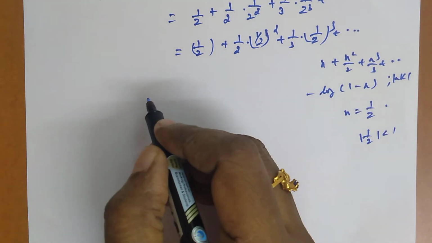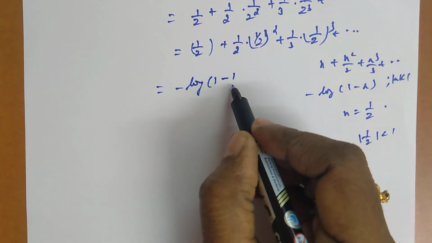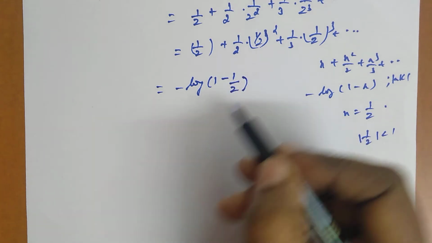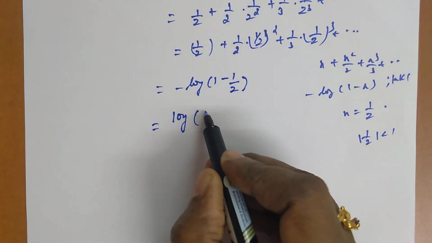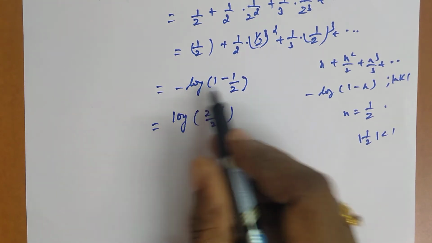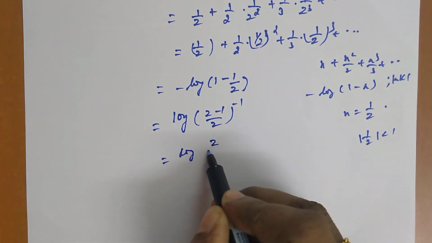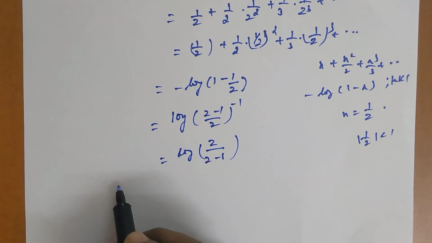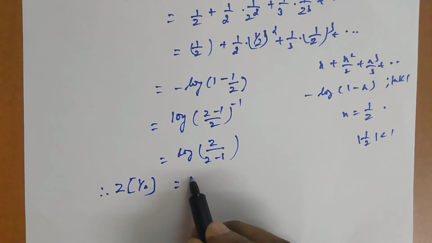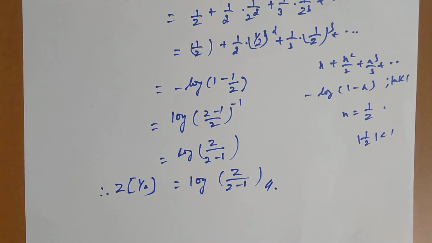So this can be written as minus log 1 minus x, where x is equal to 1 by z. This minus can be written as log of z minus 1 by z. Now for the minus 1, we can write it as log of z by z minus 1. What is our left hand side? Left hand side is z of 1 by n. Therefore z of 1 by n is equal to log of z by z minus 1. This is the answer for the second problem.